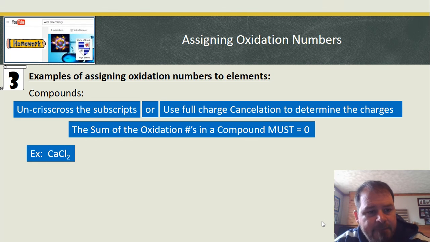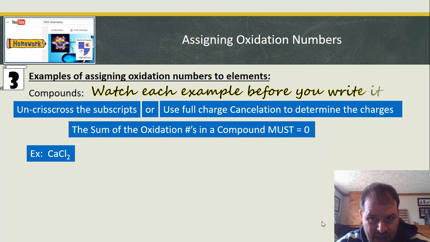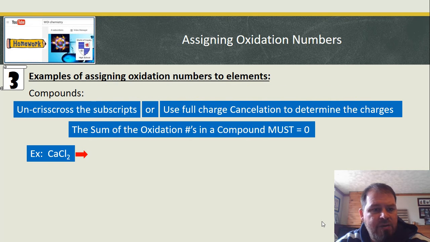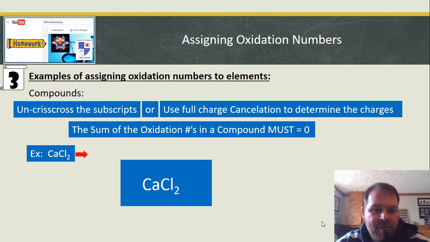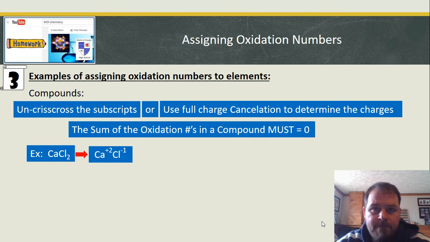So, first example, calcium chloride. I'm just going to simply uncrisscross these. I request that you watch each example before you write it, because there's going to be a lot of moving parts. Okay, so this is how I uncrisscross. First, I get my elements, and then I literally just take the 2 and bring it up, and then there's a 1 on the Ca. Without writing it, there's a 1, and that 1's just going to come up here. And I always remember that the first element is plus and the second element is minus. It's that simple. And if you look on the periodic table, Ca is a +2 charge with no other choice, and Cl's first choice is a -1. So there we go. Got the first one done.